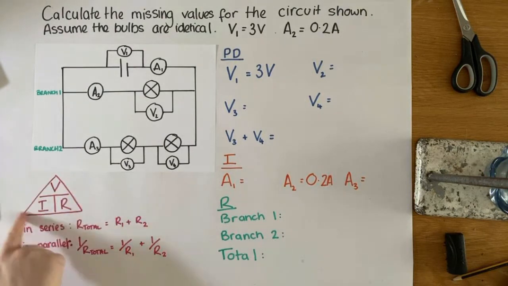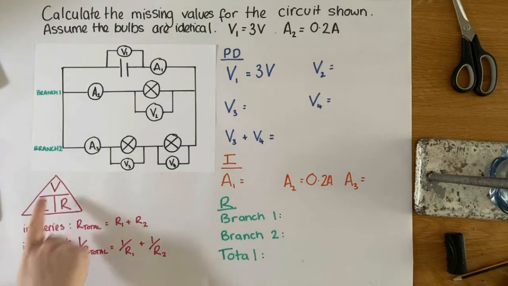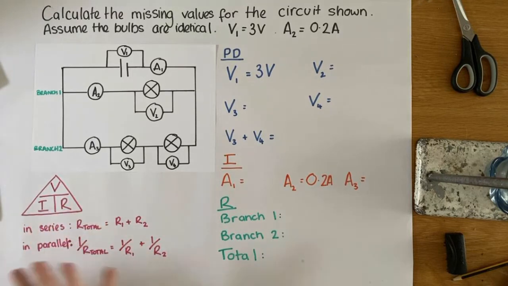So we need to remember our Ohm's law equation, which is voltage is equal to current times resistance, or we can rearrange that as needed. We need to know how resistance behaves in series, so you add the resistors up to get the total, or in parallel, where you do 1 over each individual resistance, and that will give you 1 over the total, and you can then rearrange that equation as well to work out the total resistance.